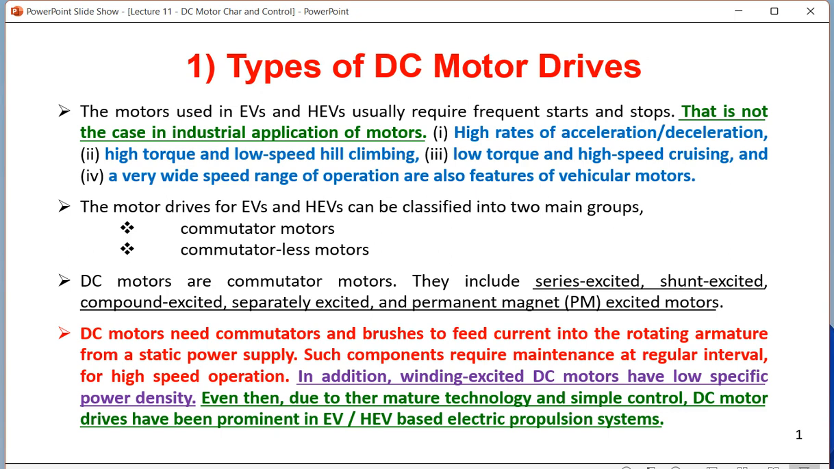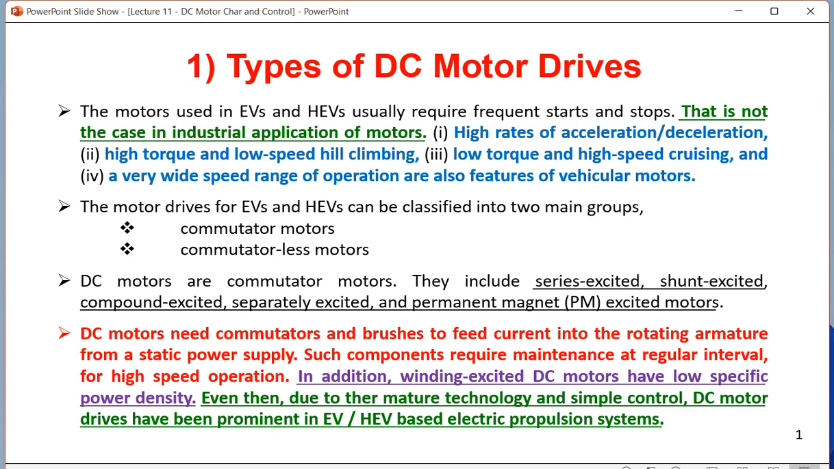So instead of the field coil, instead of an electromagnetic field, if we use a PM type MMF generator, we increase the specific power density. Even though we are not using the field coil, due to their mature technology and simple control, DC motor drives have been prominent in EV and HEV based electrical propulsion systems, because the research has been going on for a long time. Hence, DC motor characteristics.